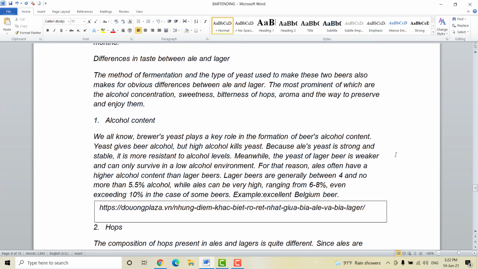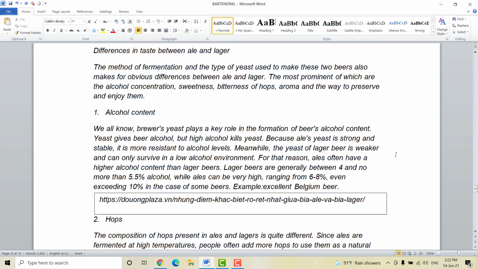Differences in taste between ale and lager. The method of fermentation and the type of yeast used to make these 2 beers also make for obvious differences between ale and lager. The most prominent of which are the alcohol concentration, sweetness, bitterness of hops, aroma, and the way to preserve and enjoy them.